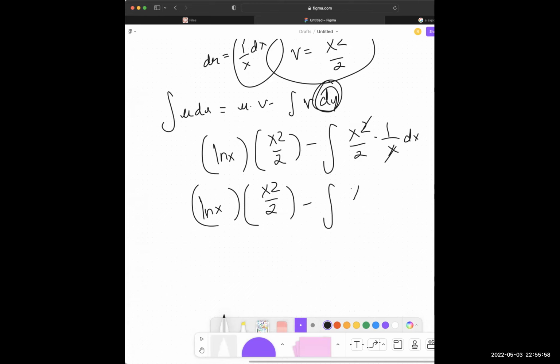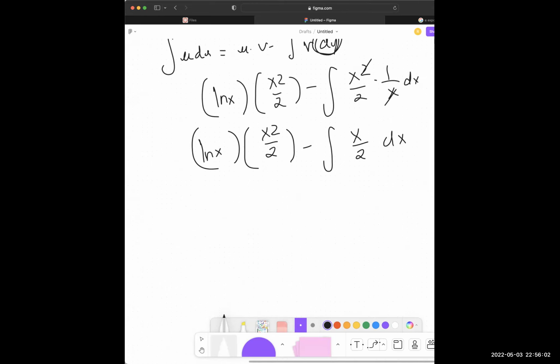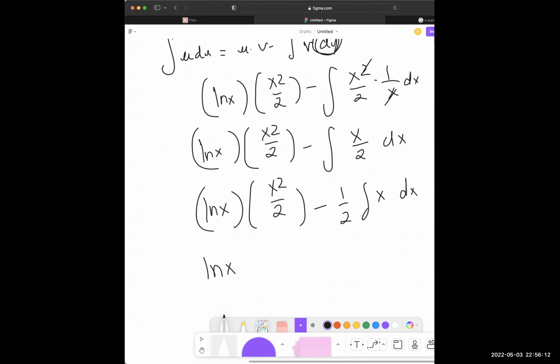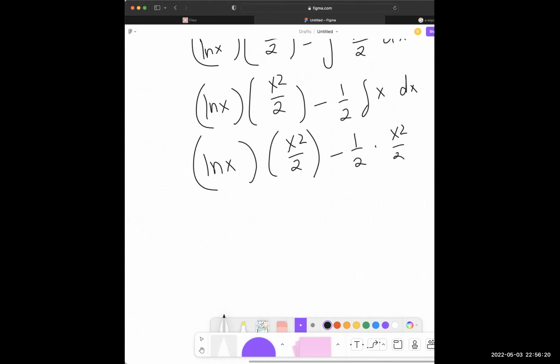You're left with x over 2 dx. And then you take the integral of this. So you're left with ln of x, x squared over 2, minus, so you can pull out the 1/2. You're just left with doing the integral of x. So this is ln of x times x squared over 2, minus 1 over 2 times x squared over 2, because you took the integral of x.